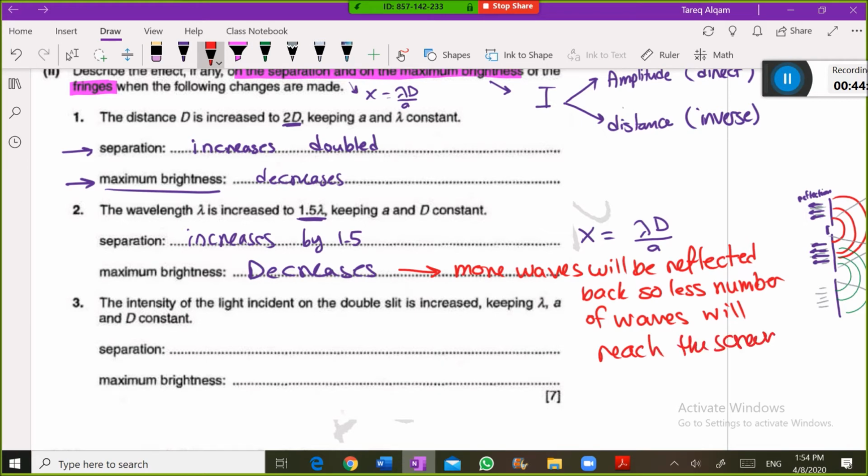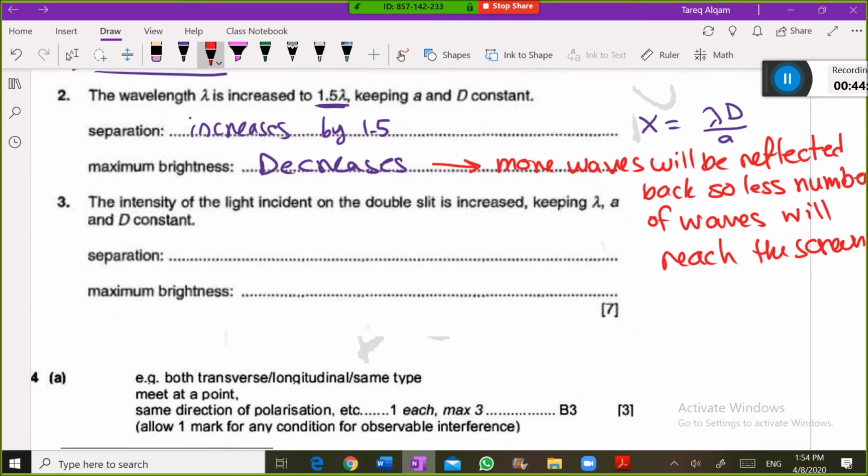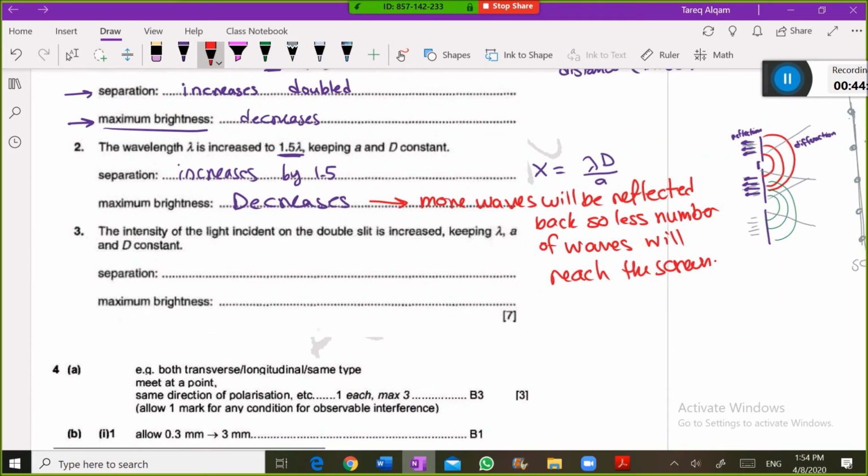Okay guys, طيب last thing. I know that the class is finished بس خليني أخلص هذا البارت وخلص. Separation, if I increase D, if I double this, the intensity is too high. Yes, the intensity of the light incident on the double slit is increased. الintensity increased. ركزوا معي، الintensity ايش؟ Increased.